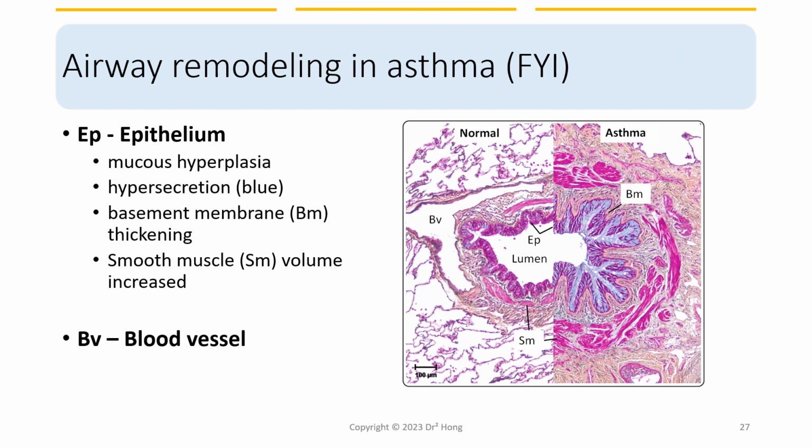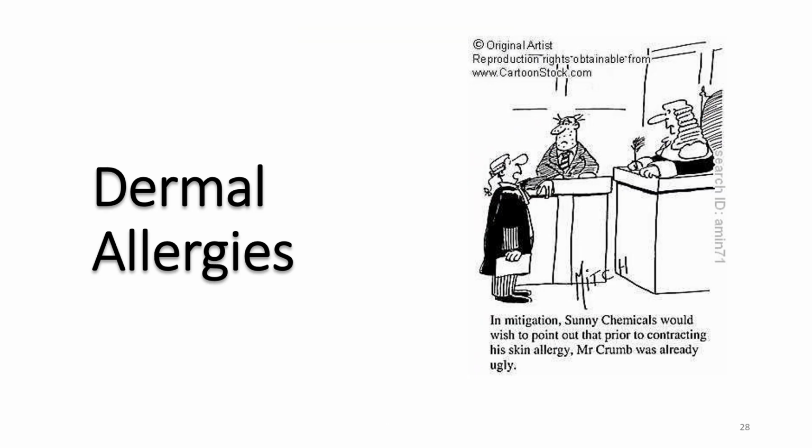When there is chronic recruitment of high levels of leukocytes in the lower airway, secreting all kinds of cytokines and chemokines, eventually something called airway remodeling happens in asthma. Here is an example biopsy picture of how chronic inflammation in asthma remodels the airway in asthma patients. Notice that there's a lot of thickening of tissues compared to a normal biopsy. Now move on to dermal allergies.